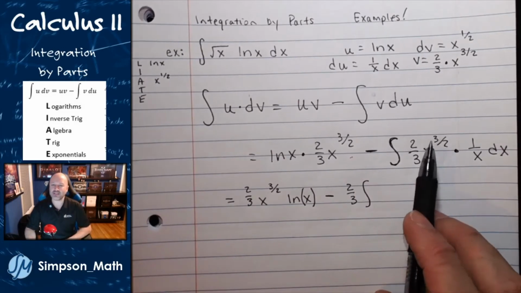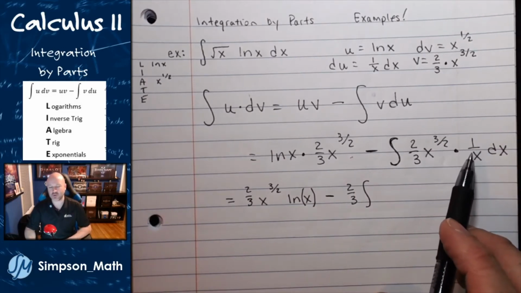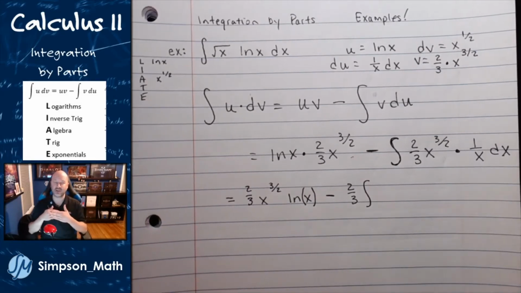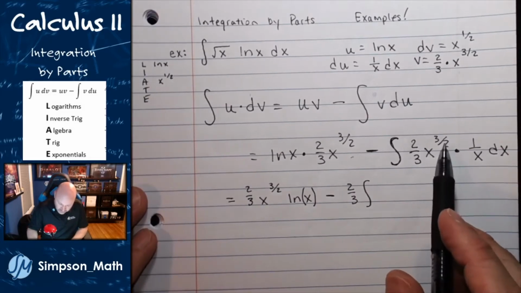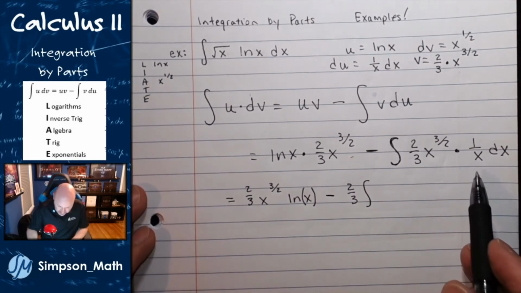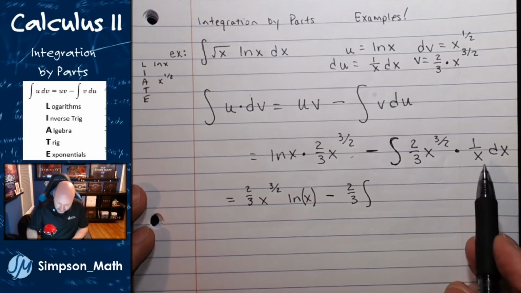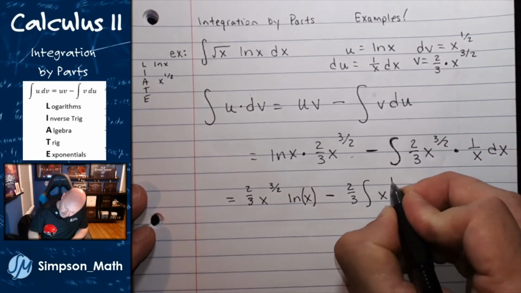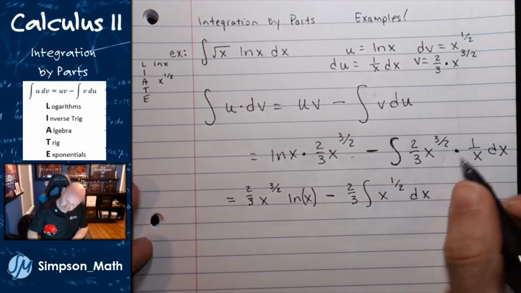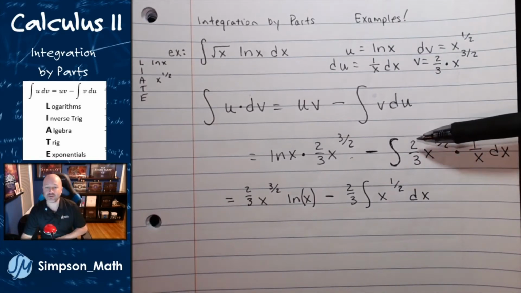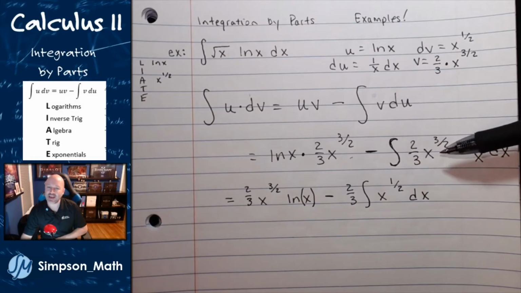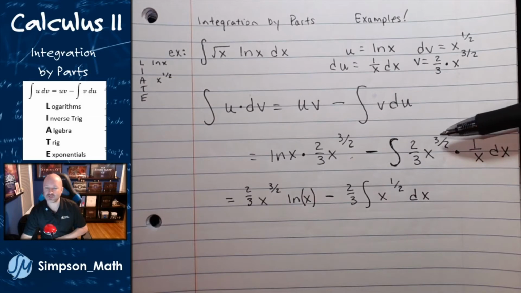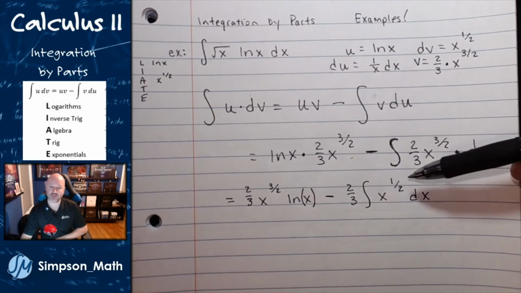And then I've got an x to the 3/2 times 1 over x, or you could think of that as x to the -1st, but there's definitely going to be some reduction that goes on there. If I have x to the 3/2 in the numerator and x to the 1st in the denominator, then I should have x to the 1/2. So again, I'm just pulling the 2/3 coefficient out front. Just do the subtraction, 3/2 minus 1 gets you back to 1/2.